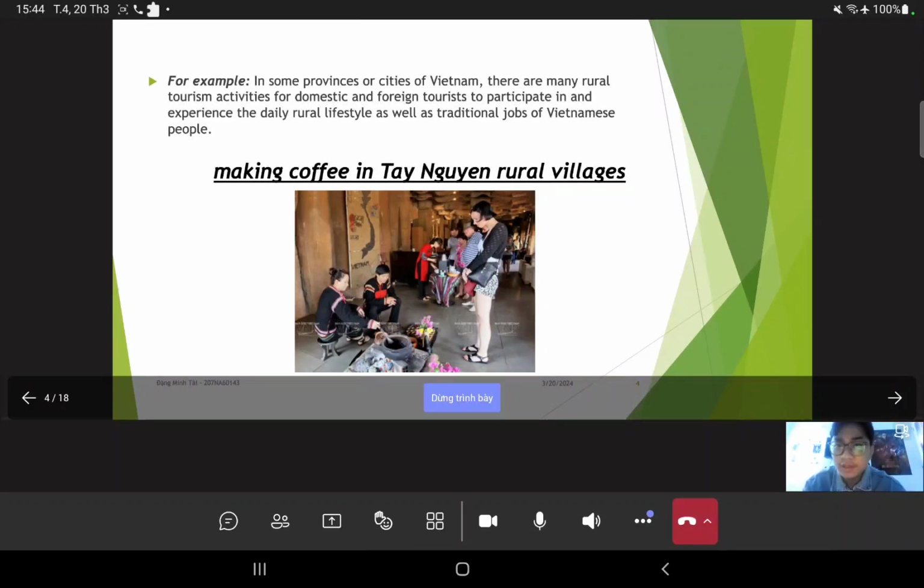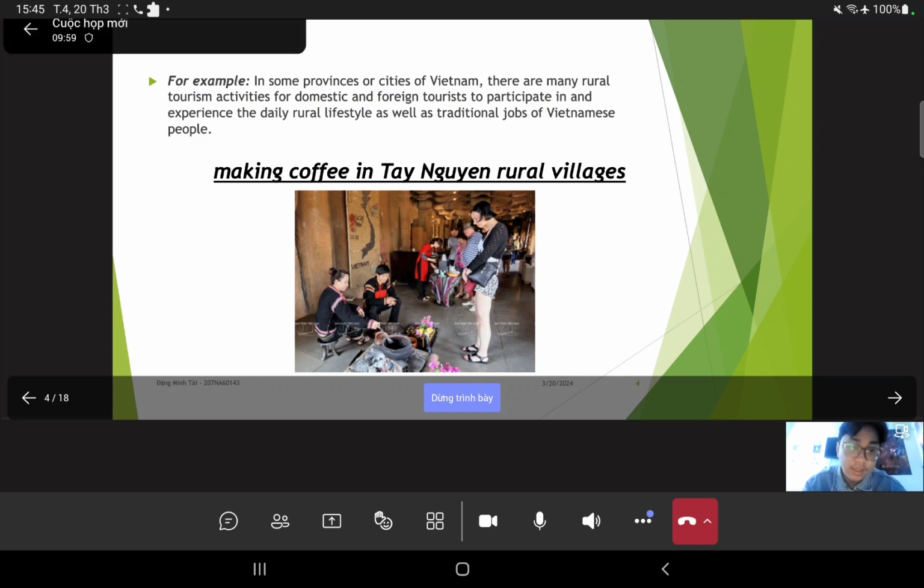For example, in some provinces or cities of Vietnam, there are many rural tourism activities for domestic and foreign tourists to participate in and experience the daily rural style as well as traditional jobs of Vietnamese people. So one example is making coffee in Tây Nguyên rural villages.